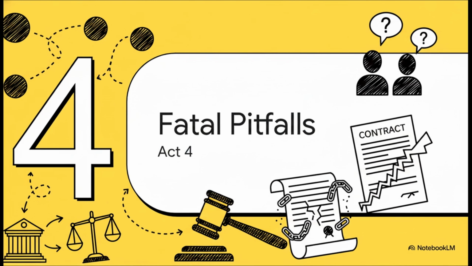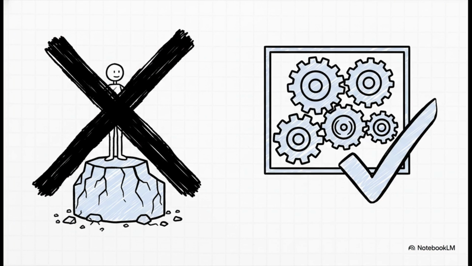Let's transition into Act 4, 4 fatal drafting pitfalls. So, knowing all that, where exactly did Arjun and Mrs. Kapoor's contract go so wrong? Well, pitfall 1 is naming a specific individual. You might sit there and think, oh, Mr. John Smith is a fantastic engineer. Let's just write him right into the contract as our arbitrator.